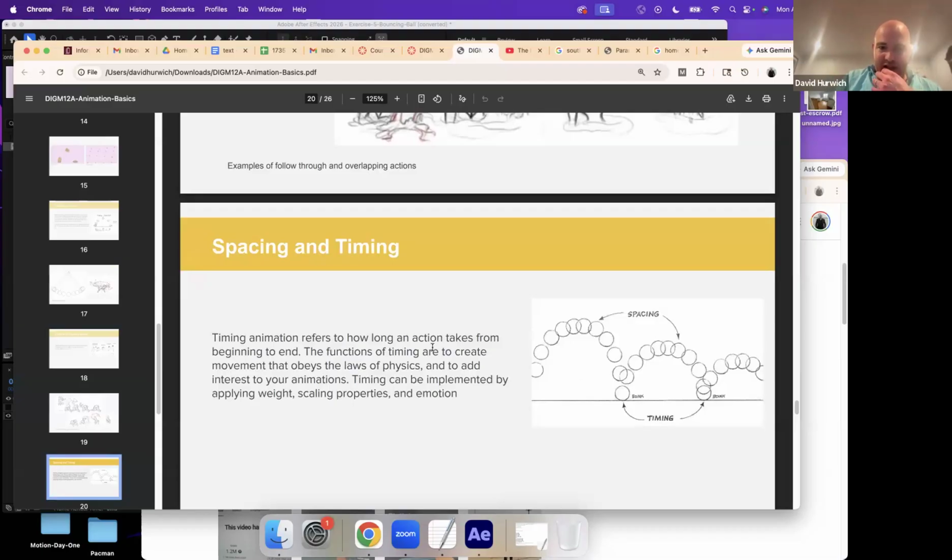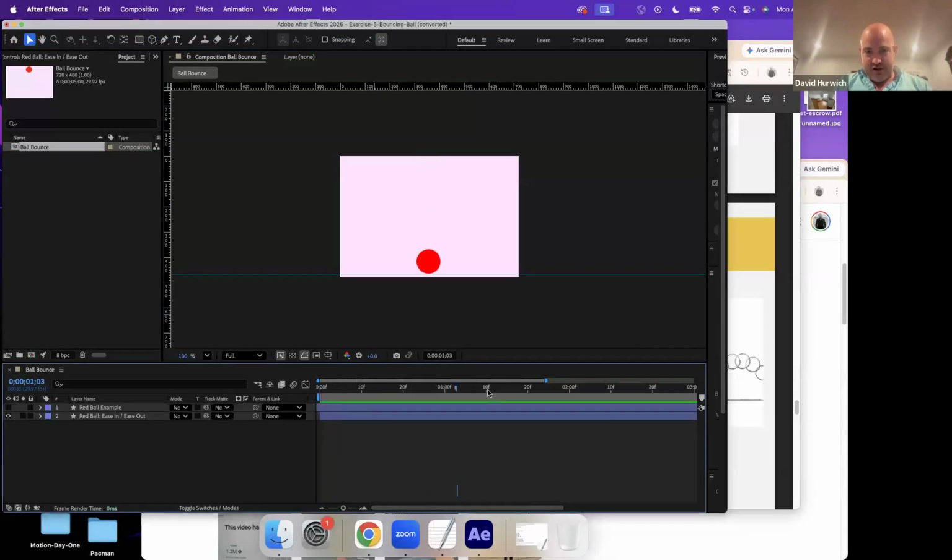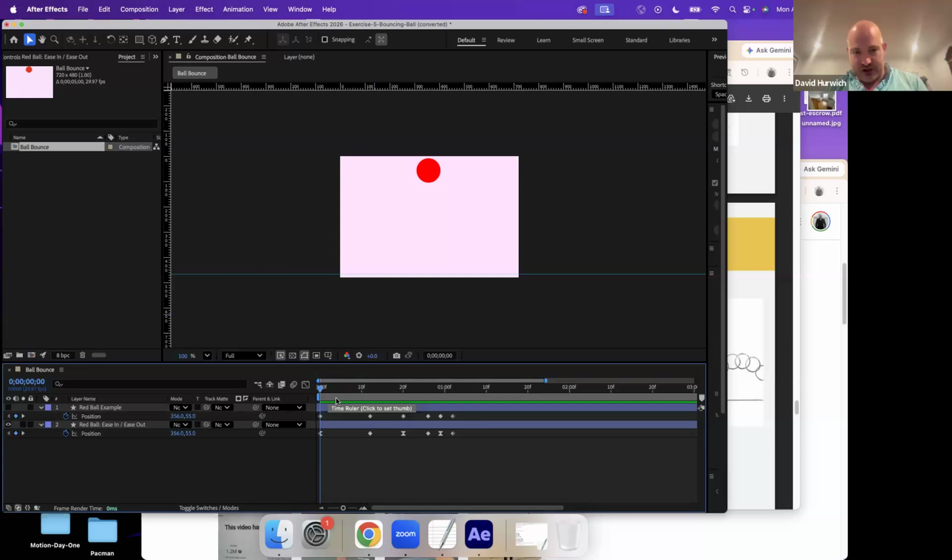Spacing and timing. Timing is a big thing, which is that the action has to feel natural. What I mean by that is, if my ball is falling, it has to feel like it's falling at the quote unquote right speed. My drop from the top to the bottom here is about 12 frames. 12 frames is about a third of a second.